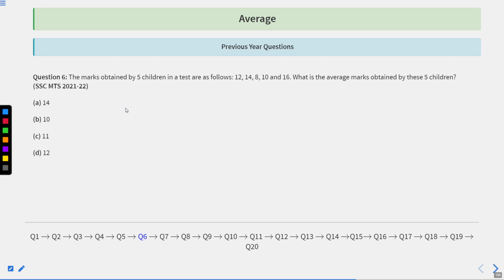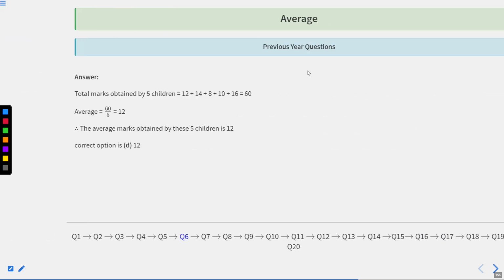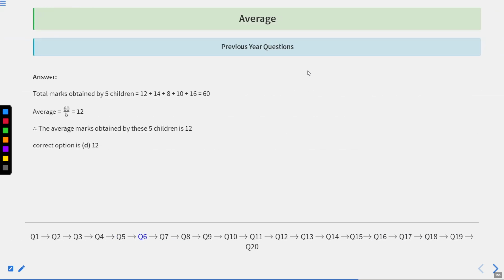Now, let us move to problem number 6. The marks obtained by 5 children in a test are as follows: 12, 14, 8, 10, 16. What is the average marks obtained by these 5 children? This is a very direct question in which we simply apply the formula: average equals sum of observations upon total number of observations.